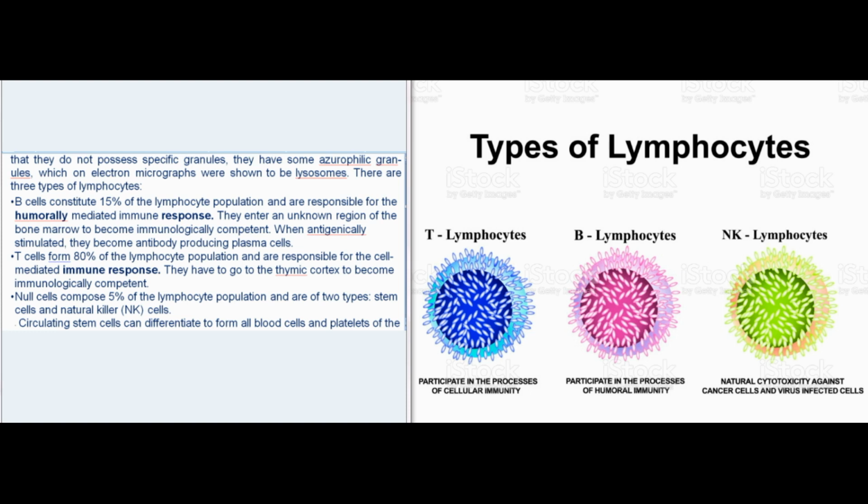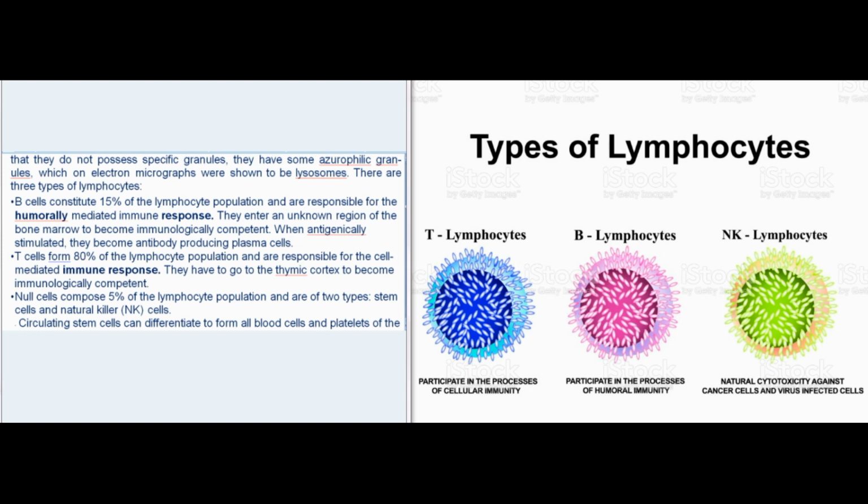T cells form 80% of the lymphocyte population and are responsible for the cell-mediated immune response. They have to go to the thymic cortex to become immunologically competent. Null cells compose 5% of the lymphocyte population and are of two types, stem cells and natural killer, NK, cells.